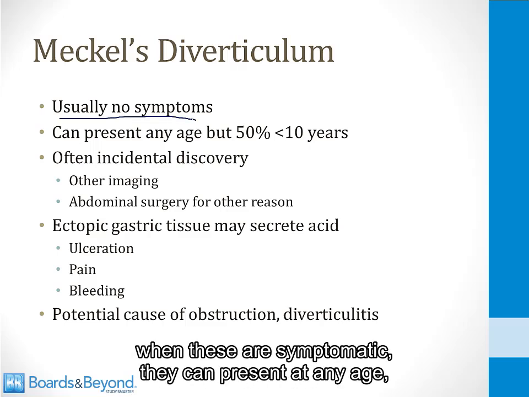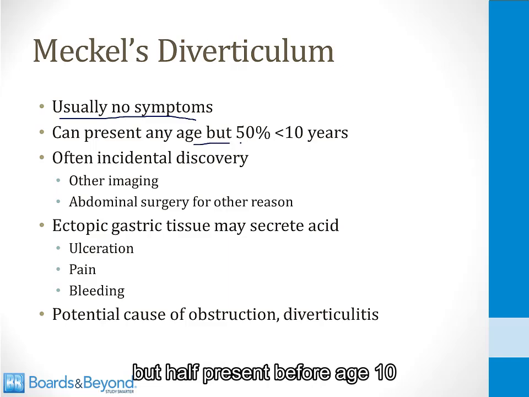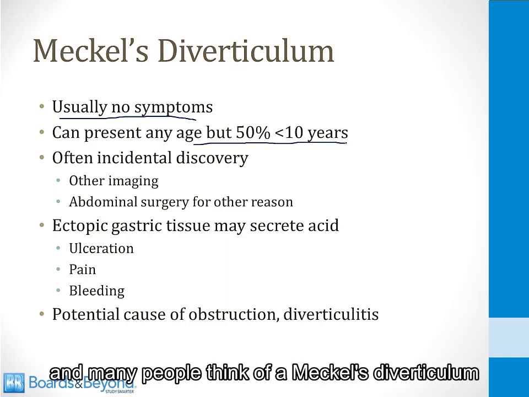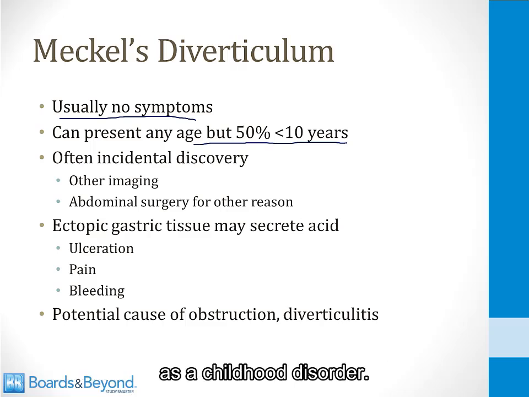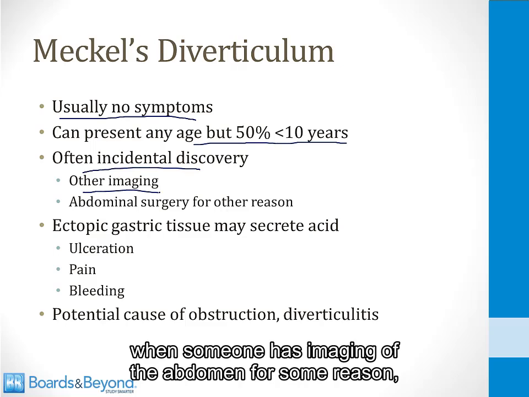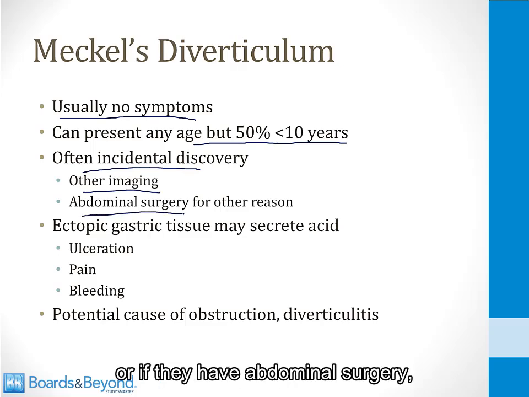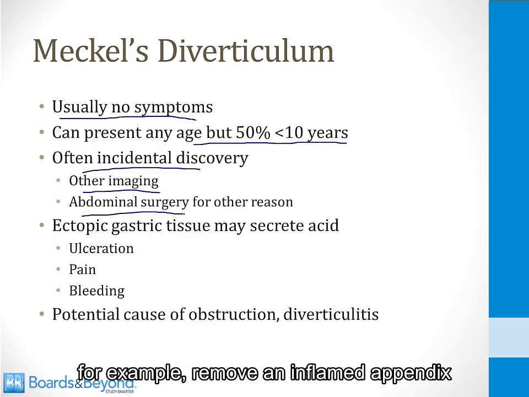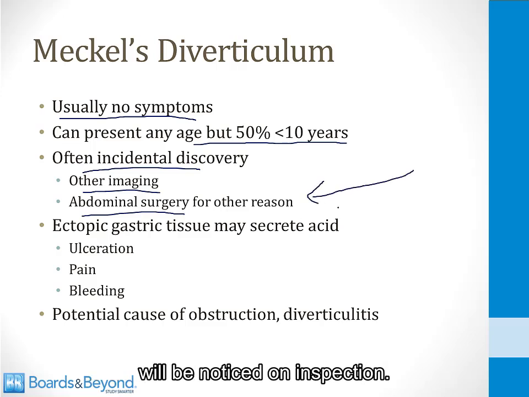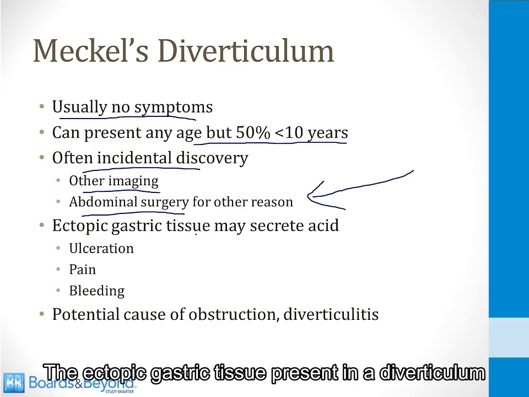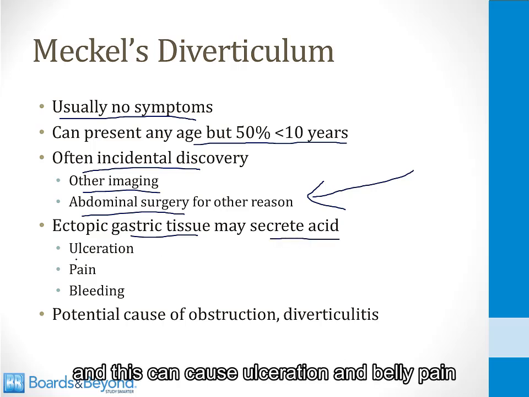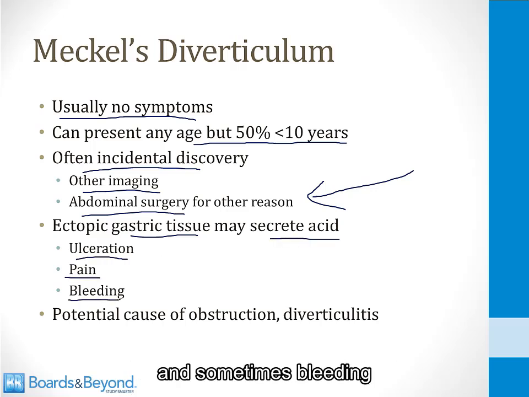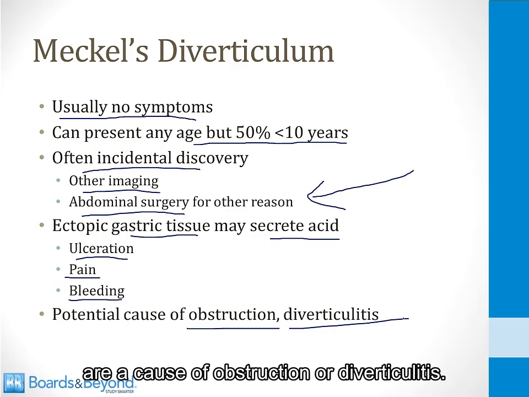When these are symptomatic, they can present at any age, but half present before age 10, and many people think of a Meckel's diverticulum as a childhood disorder. It's often discovered incidentally when someone has imaging of the abdomen for some reason, or if they have abdominal surgery, for example, to remove an inflamed appendix, sometimes a Meckel's diverticulum will be noticed on inspection. The ectopic gastric tissue present in the diverticulum may secrete acid, and this can cause ulceration and belly pain and sometimes bleeding, and potentially these diverticulum are a cause of obstruction or diverticulitis.